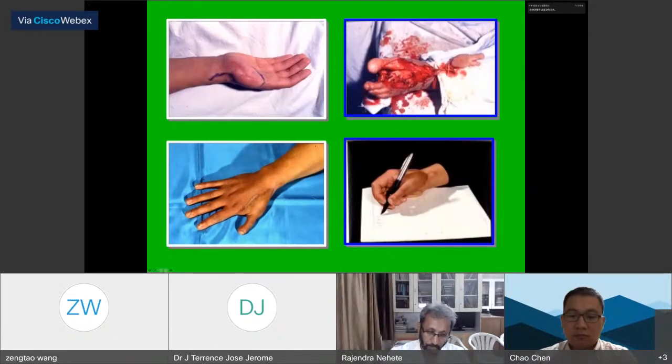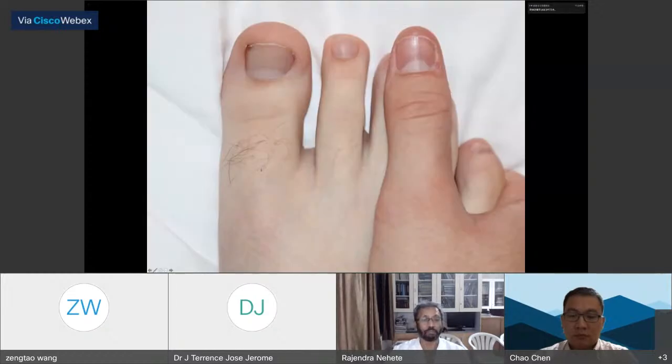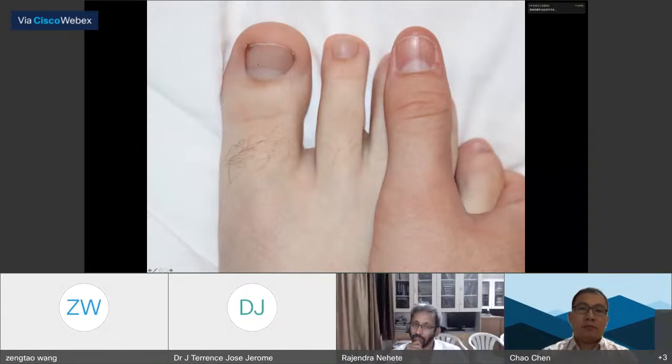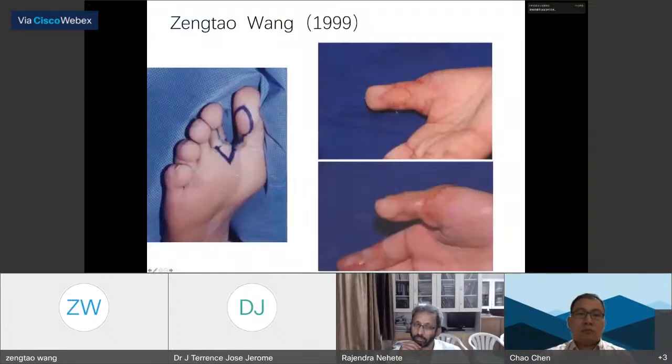For example, we can transfer the second toe to reconstruct the thumb. But if we use the toe to reconstruct the thumb, the second toe is too thin and the big toe is too thick. So we use this method. We transfer a flap, put it here, to let the second toe become thicker. This is the second toe. This is the flap. So the flap is put here. The second toe looks like the thumb.